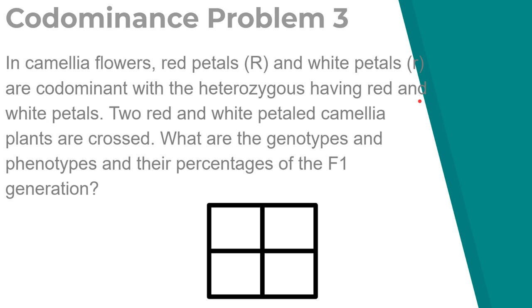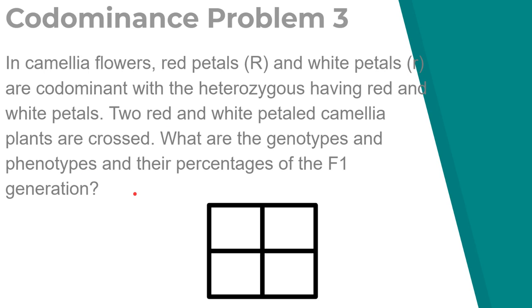We're going to do one more problem. So we're looking at a certain type of flower that can either be red, white, or the heterozygous is red and white. So if we are crossing 2 red and white flowers, we want to know the genotypes and phenotypes of the offspring.